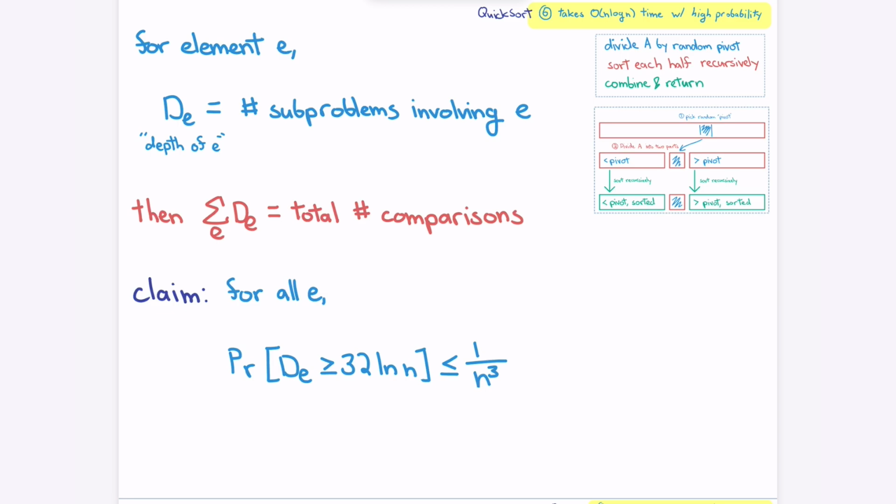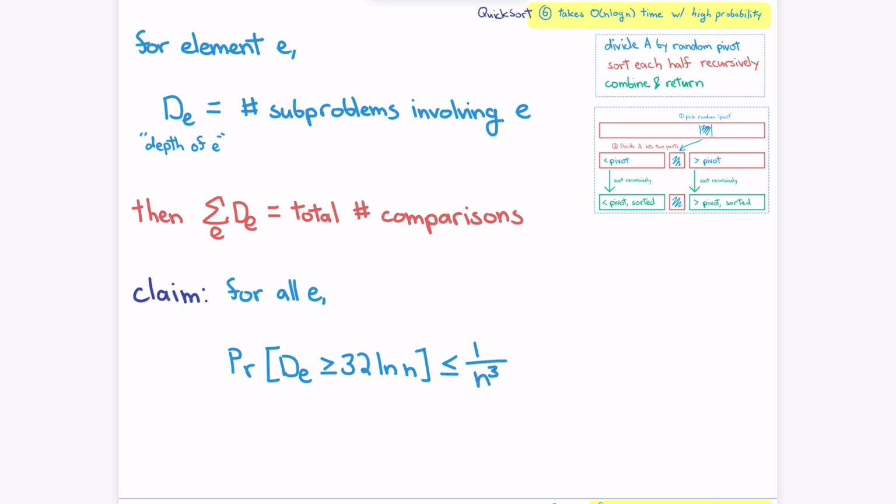So over the course of the algorithm, there are all these subproblems with subsets of numbers, right? For a particular element E, I'm going to count the number of subproblems it's in. So it's like the depth of the recursion.